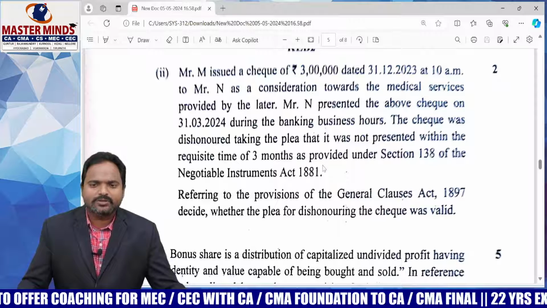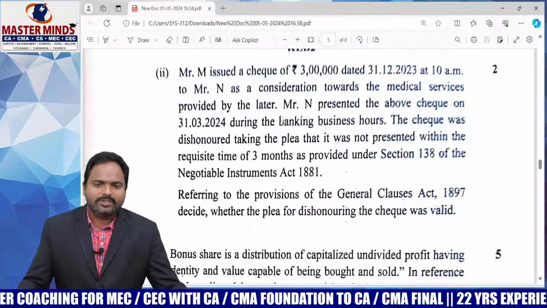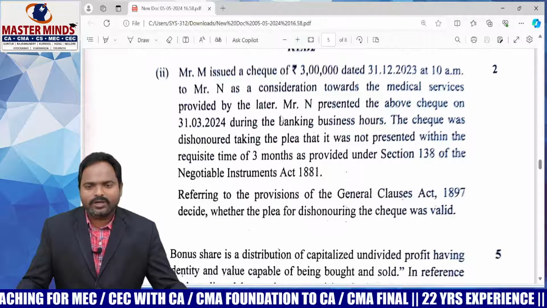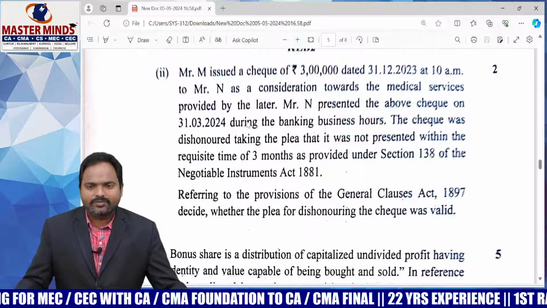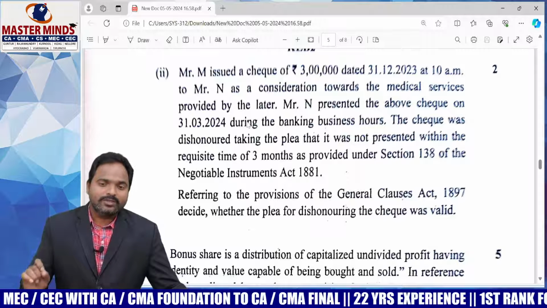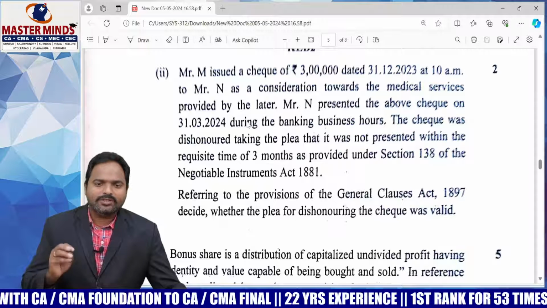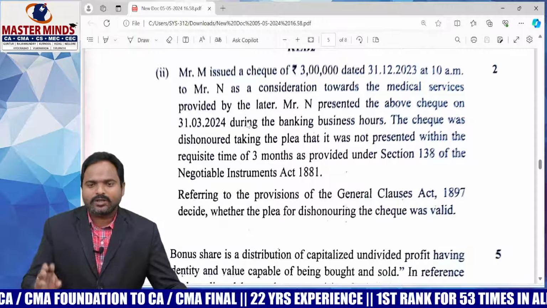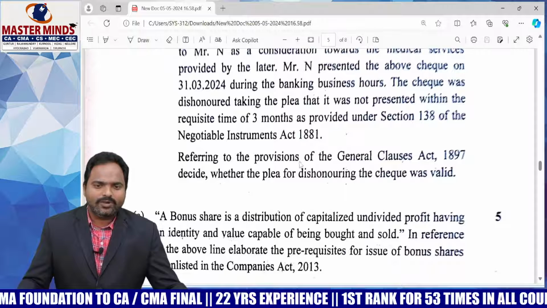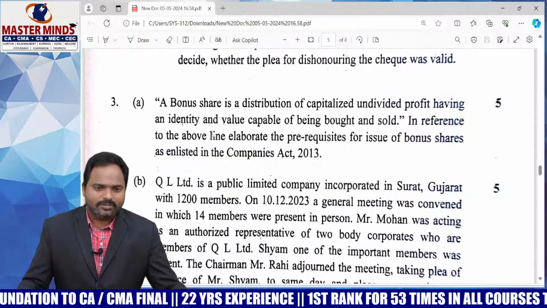Actually this is a provision related to a stale cheque. A 3 months validity will be there, counted from the date to the date. If it is 'from', the first day is excluded, and if it is 'to', it is included. You have to be very careful about that. So not only knowledge of the General Clauses Act, you should also have knowledge of the Negotiable Instruments Act to write these 2 marks. It is a very difficult one and not covered in your syllabus.